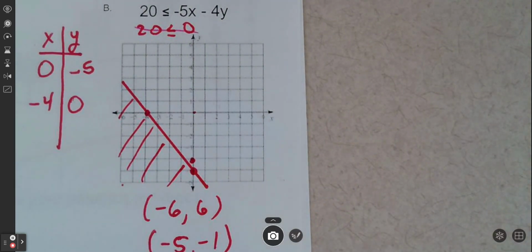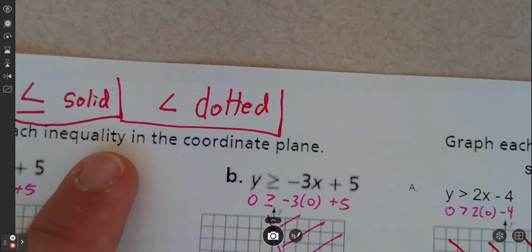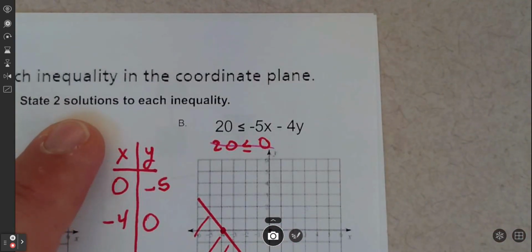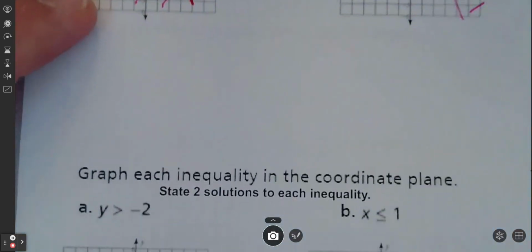Do we have to choose a point? You have to know which way to shade. No, I'm saying, do we have to write down the point, like these ones down here? Yeah. So the directions here did not ask us to, but this one right here said state 2 solutions to each inequality. So that's why we did that. Good question. Okay. Next one.